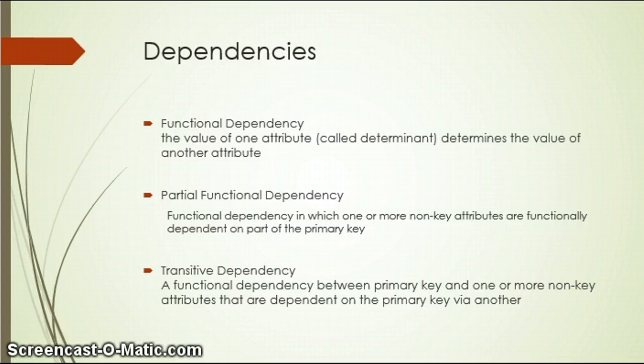Dependencies. Functional dependency: the value of one attribute, called the determinant, determines the value of another attribute. Partial functional dependencies are functional dependencies in which one or more non-key attributes are functionally dependent on part of the primary key. Transitive dependency is a functional dependency in which the primary key and one or more non-key attributes are dependent on the primary key via another. We will look at examples in later slides.